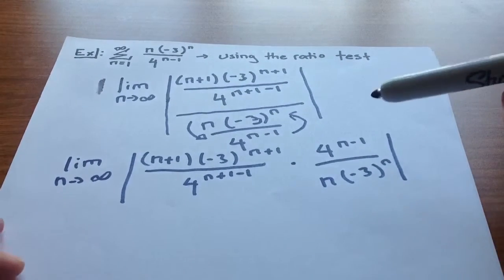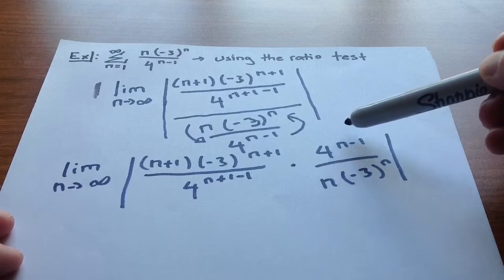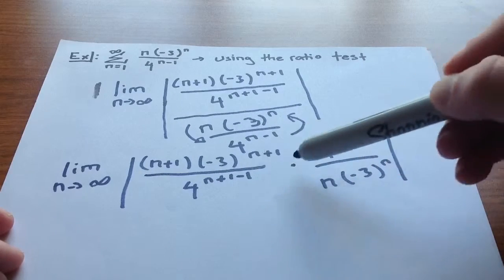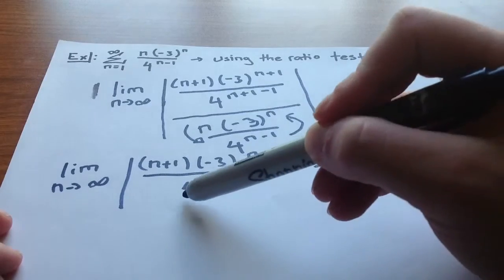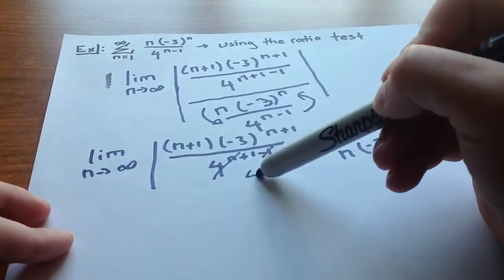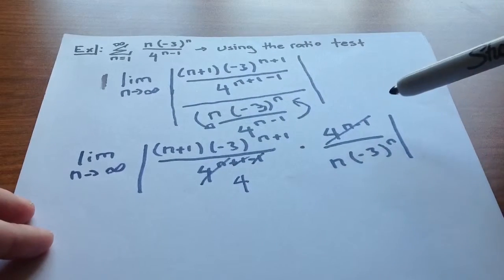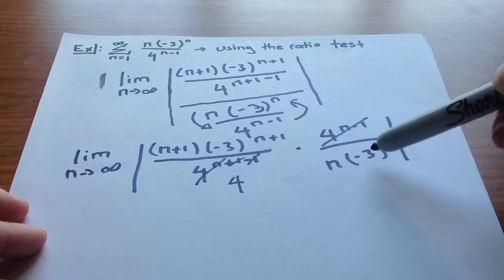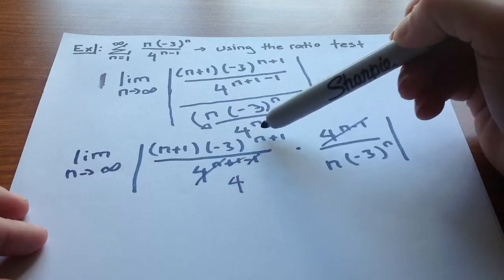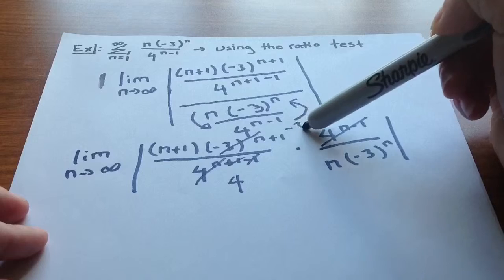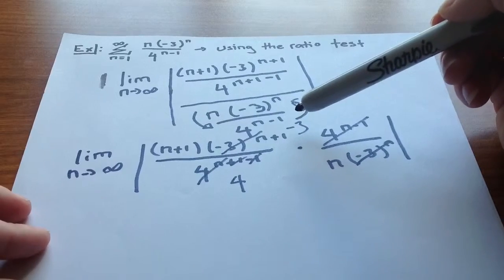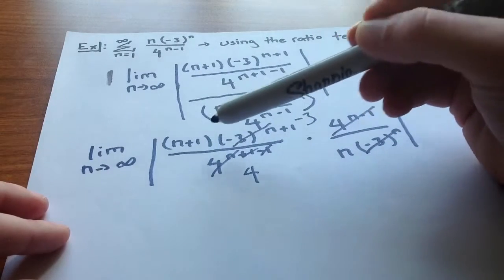So this is what we basically have. I can see, first of all, that we've got a 4 to the power n minus 1 here, and a 4 to the power n plus 1 minus 1. If we cancel out the 4 to the power n minus 1 here and here, we would get 4 to the power of positive 1, so we would have 4 left. Next I see that we have negative 3 to the power n and negative 3 to the power n plus 1. The negative 3 to the power n would cancel, but we would still have a negative 3 left. There's an n and an n plus 1, but those won't cancel.